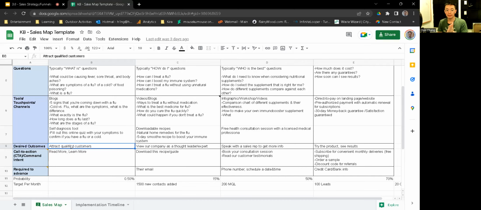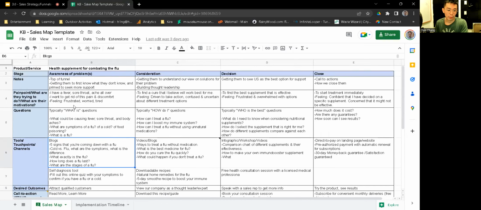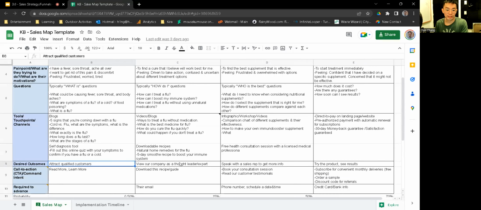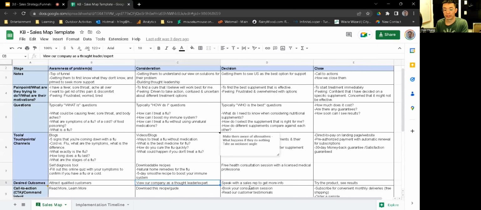Cool. So related to the lead magnet and the assets that you're creating, there are two things that you're also considering. Number one is your desired outcomes. What are you trying to communicate to the customer in and around those stages? So for example, in the awareness stage, you are trying to attract potential qualified customers. In the consideration stage, maybe you're trying to get them to see you as a thought leader or expert. And then in the decision stage, maybe you want them to speak to a sales rep. And then maybe in the close stage, you want them to try the product and see some results.